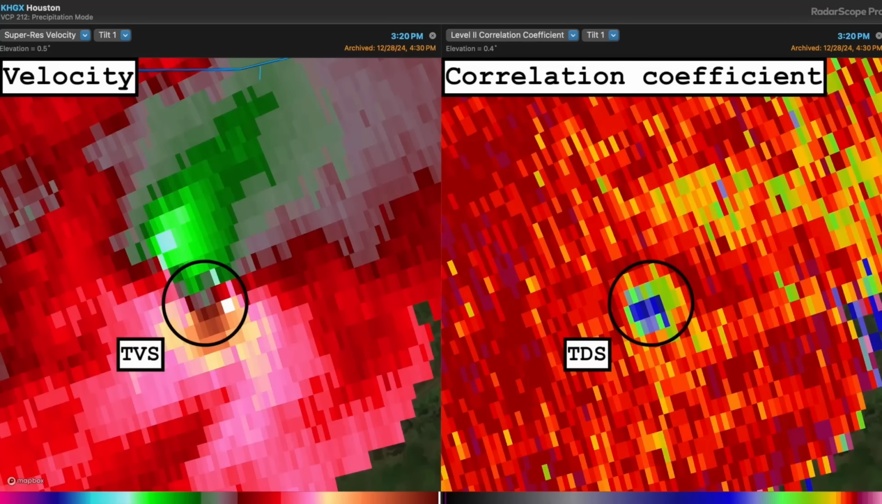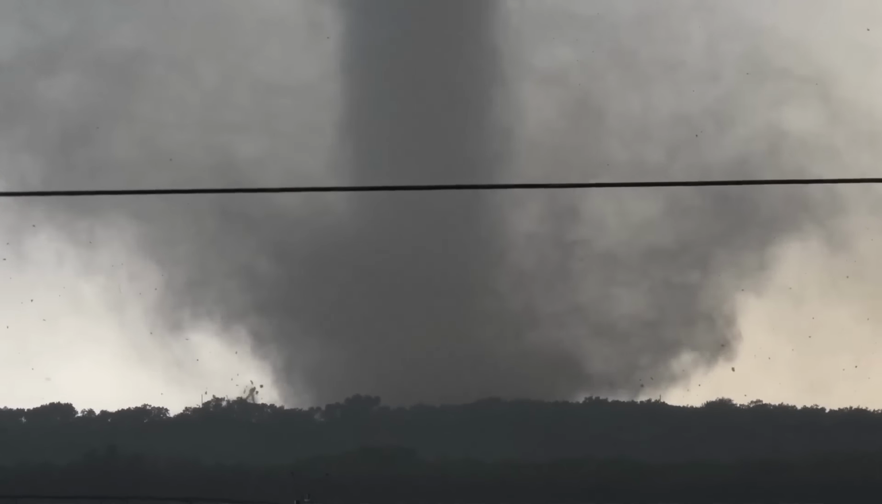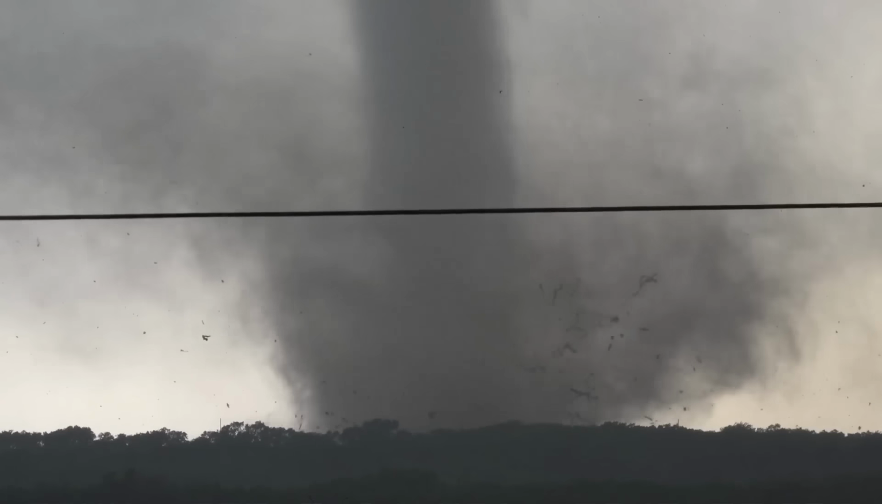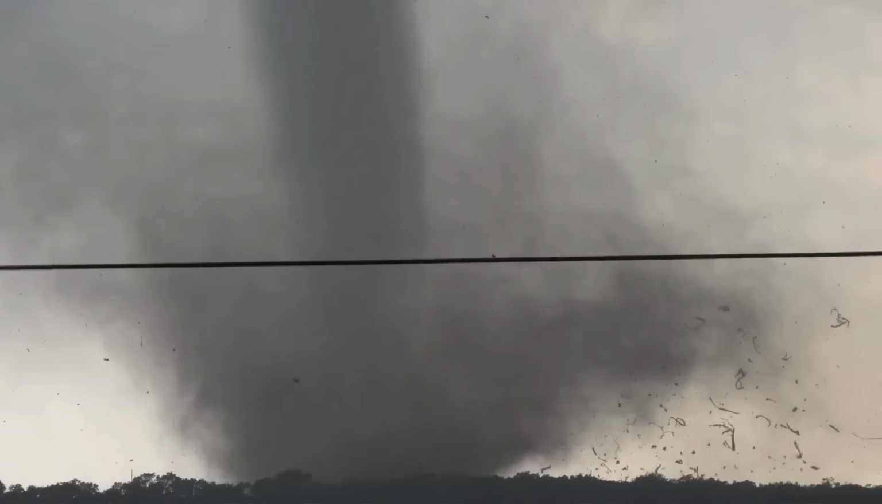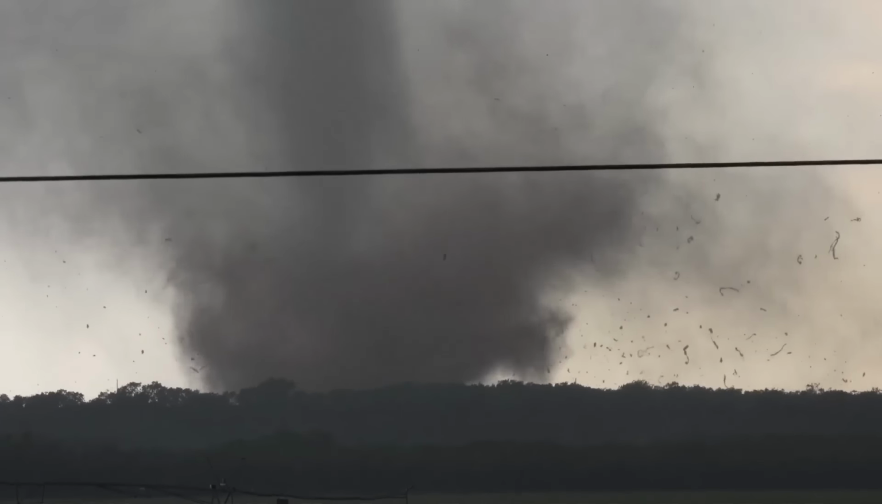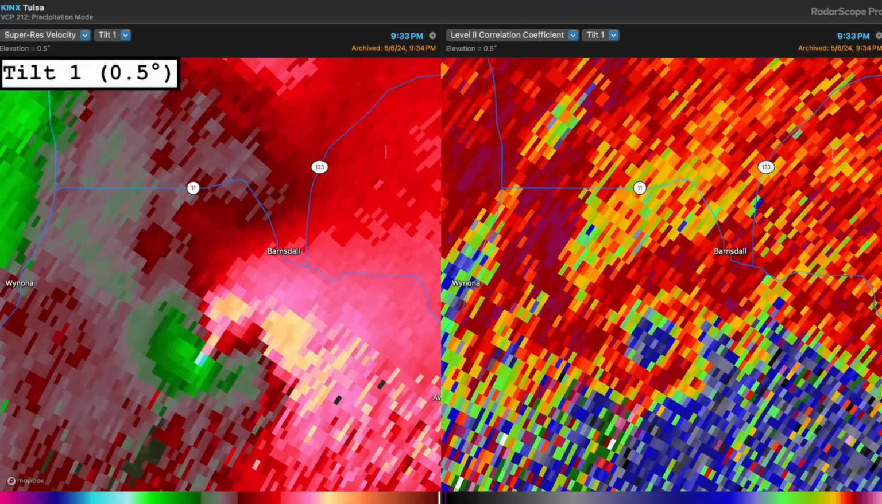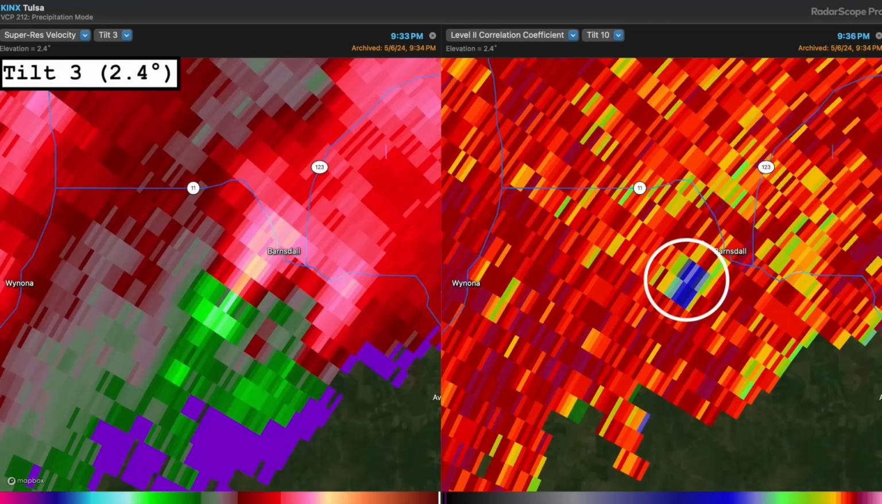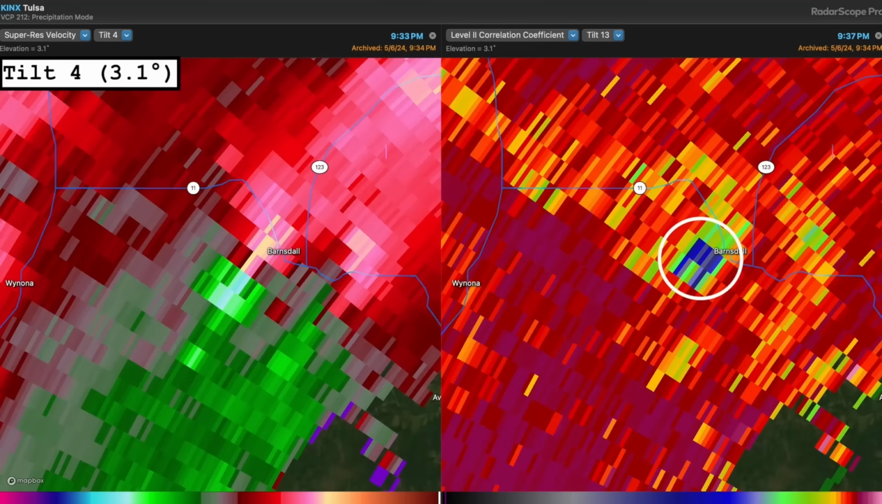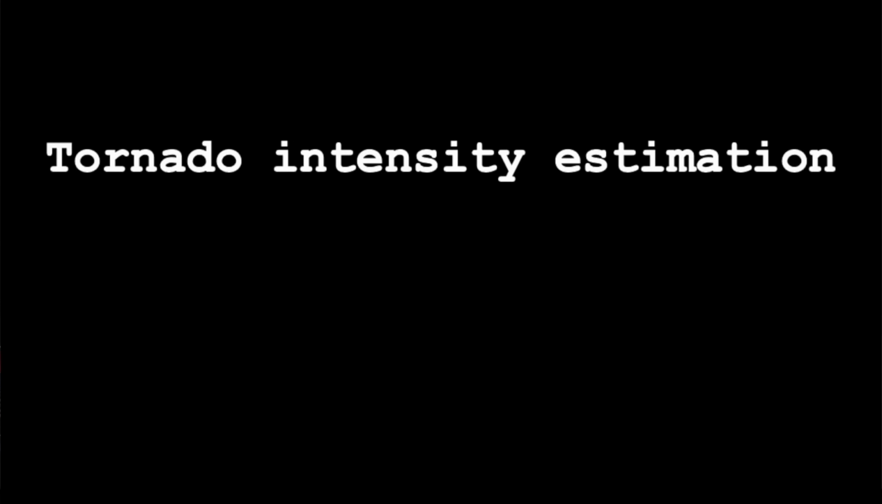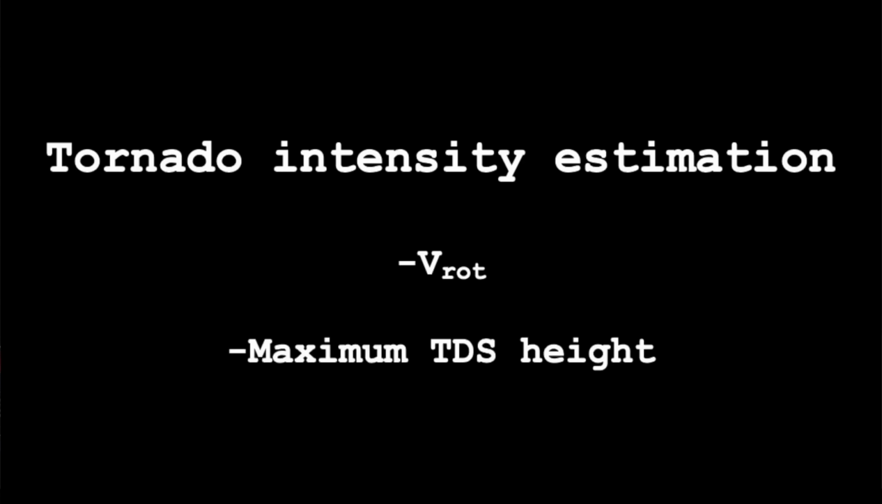Correlation coefficient tells us how similar or correlated the targets are that a radar samples. In a tornado, each piece of lofted debris has different horizontal and vertical characteristics, as well as different orientations. This dissimilarity yields a decrease in correlation coefficient within the tornado. Tornadoes can loft debris quite high into the atmosphere, so a TDS at the lowest elevation angle may also be accompanied by a debris signature at higher altitudes as well. In fact, if a tornado vortex signature is within 80 miles of a radar site, tornado intensity can be estimated using a combination of rotational velocity and the maximum height of the TDS.